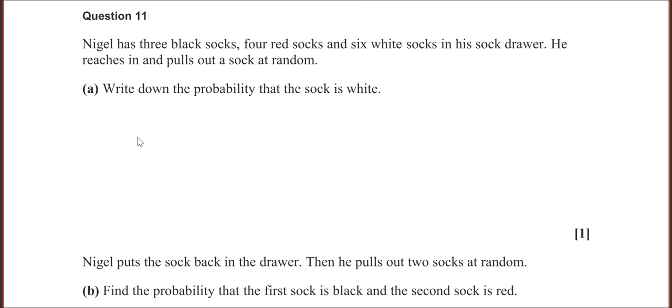Right, so Nigel has 3 black socks, 4 red socks, and 6 white socks in his sock drawer. He reaches in and pulls out a sock at random. Do you all know what the probability is that the sock is white? 6. Yeah. So we would have 6 from 13.